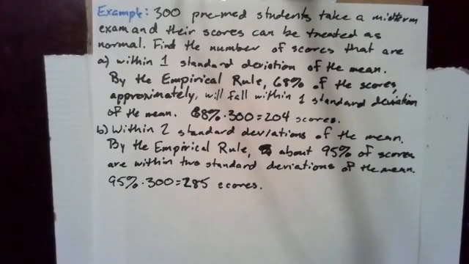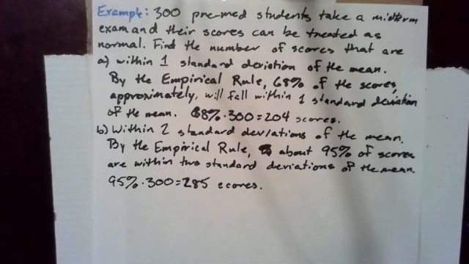For example, 300 pre-med students take a midterm exam and their scores can be treated as normal. Find the number of scores that are within 1 standard deviation of the mean. By the empirical rule, approximately 68% of the scores will fall within 1 standard deviation of the mean. 68% of 300 is 204 scores.